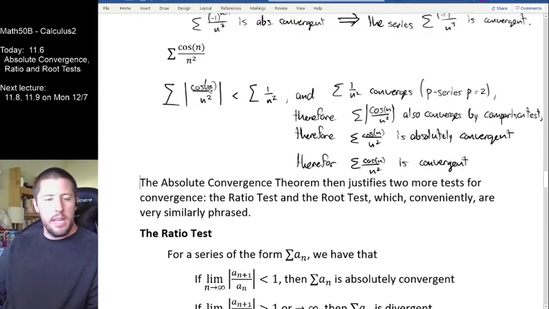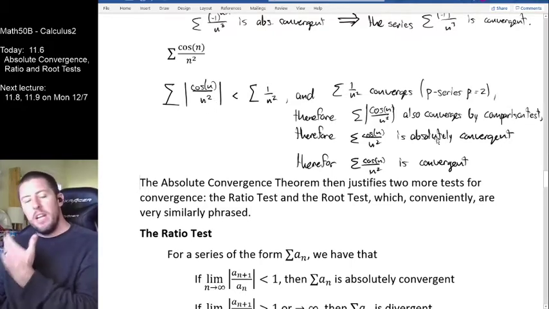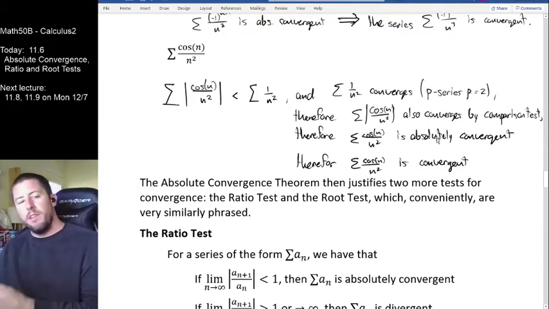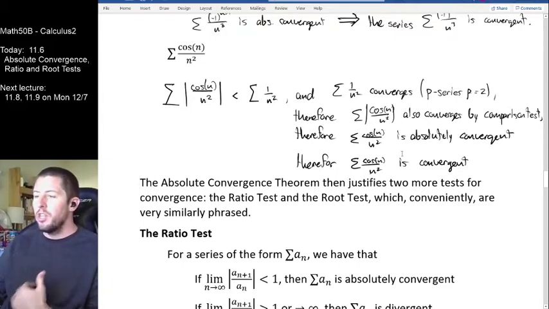Just remembering that cosine lives between -1 and 1 was all I really had to take me from this statement to this statement. We can see the easy comparison. We are less than a convergent series, so we converge in absolute value by the comparison test. If we converge in absolute value, we're absolutely convergent. If we're absolutely convergent, then we're convergent, which is what we originally wanted to know.